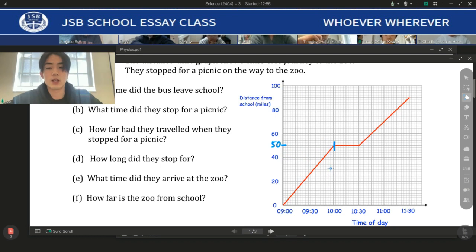Good. D, how long did they stop for? Charlie, how long did they stop for? 30 minutes. Good. So that's when this is the flat line. And then E, what time did they arrive at the zoo? Ian, what time did they arrive at the zoo? 11:30. Good. And finally, F, how far is the zoo from the school? Esther, how far is the zoo from the school?